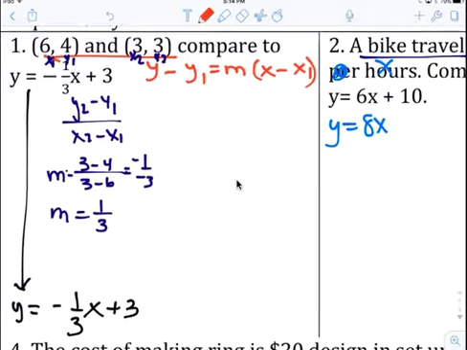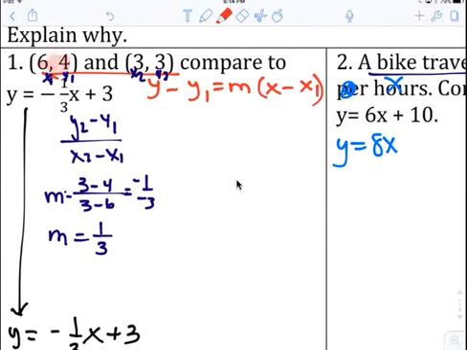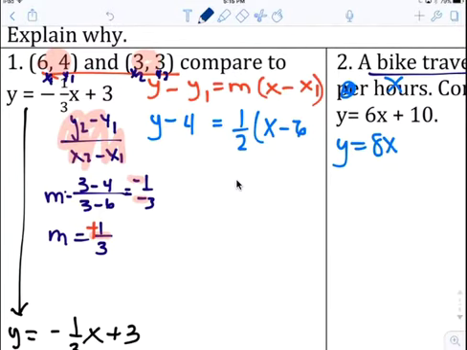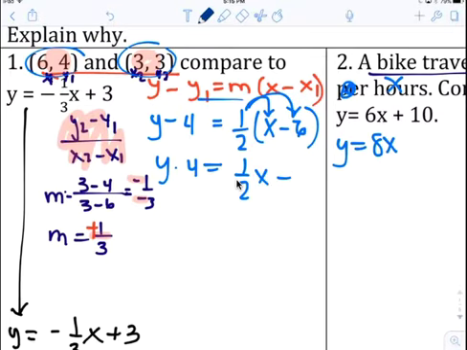I did here, you need to find the rate of change first. By doing y2 minus y1, we find the rate of change. It's a negative over a negative, so it's a positive rate of change. Then you do y minus y1, so you have y minus 4 equals m, which is a half, parentheses x minus x1, which is 6. So you got y minus 4 equals, distribute, use point slope for this because you got 2 points, equals 1/2 x minus 3.